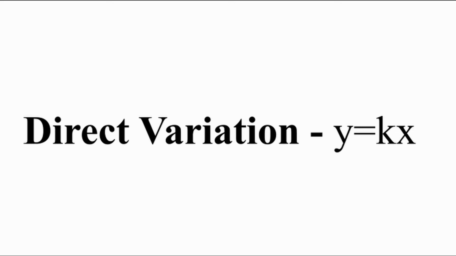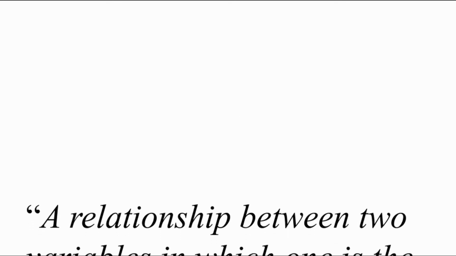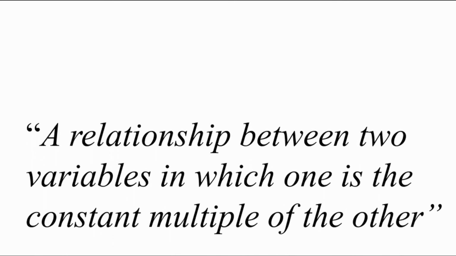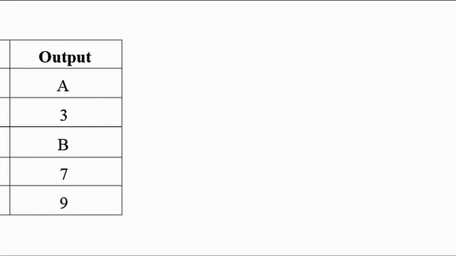Direct variation is used to display the relationship where two variables change in proportion. By the definition of mathwords.com, quote, a relationship between two variables in which one is the constant multiple of the other, end quote. This form of an equation is often used when graphing a table.